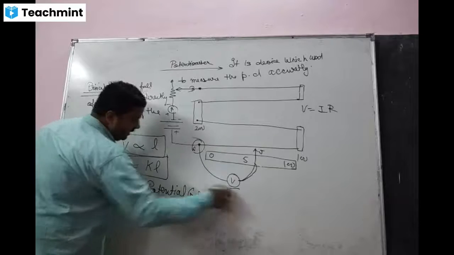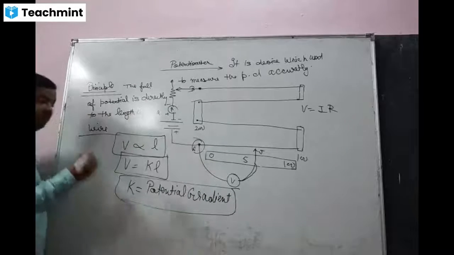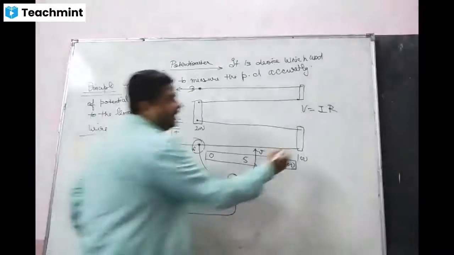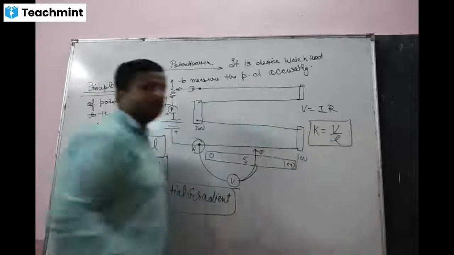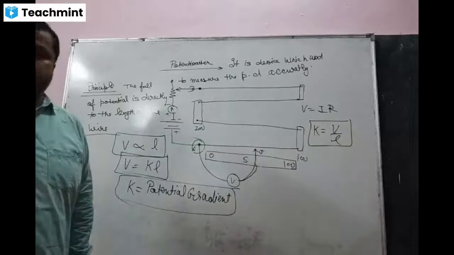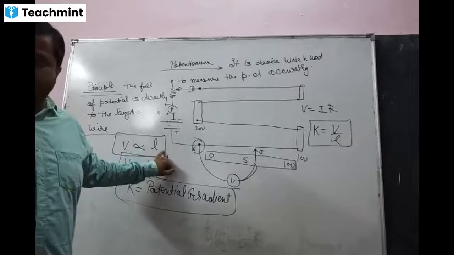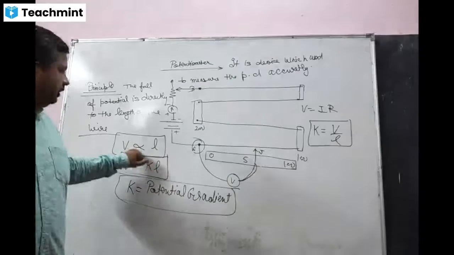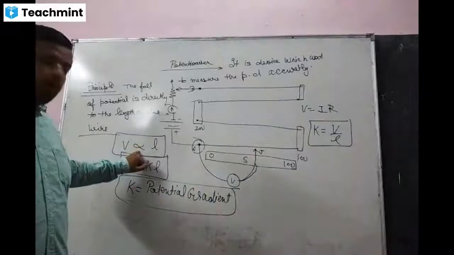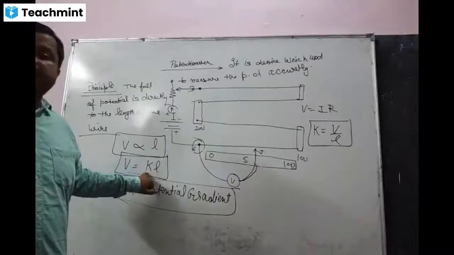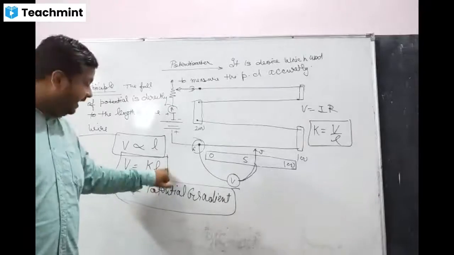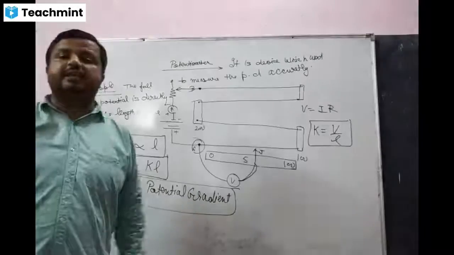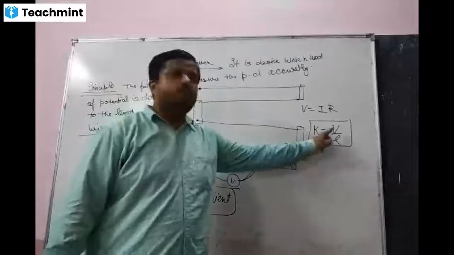It is called potential gradient. The value of K is V by L. This is the potential gradient. V is directly proportional to L. We remove the proportional symbol and consider a constant term. The constant term is called K. V equals KL. K is called potential gradient. The value of K is V by L.